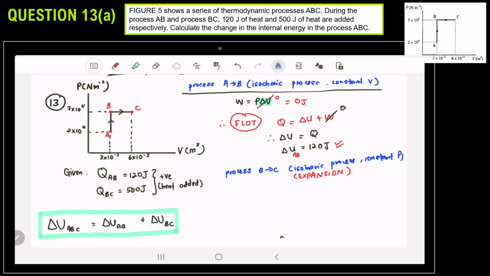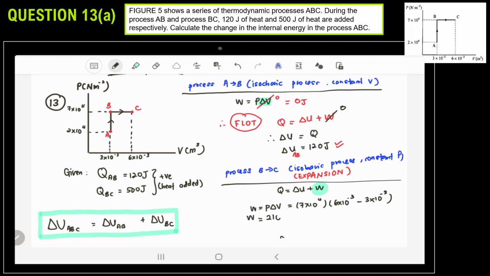So it's an expansion process. For the expansion process, we know that Q is equal to delta U plus W from the first law of thermodynamics. We also can find W, which is P delta V, equal to P, which is 7 × 10^4, times the change of the volume from 3 to 6 × 10^-3. So kita boleh kira, tolakkanlah V final minus V initial. So sekarang kita cari dulu what is the W first. The work is equal to 210 joule.